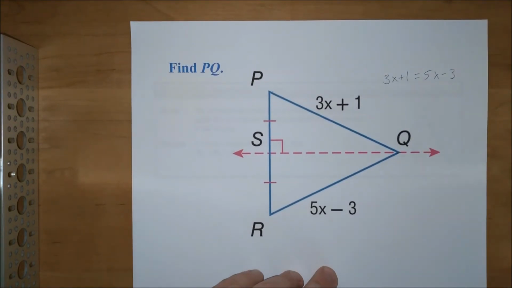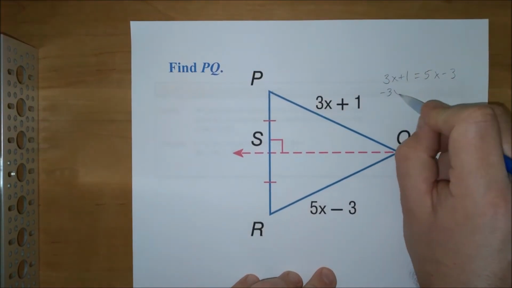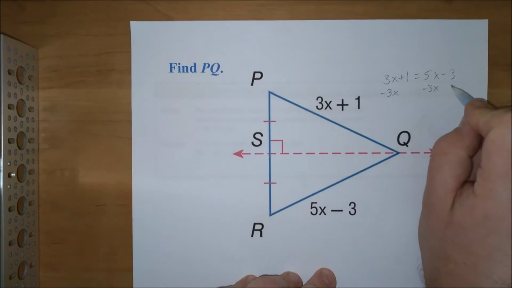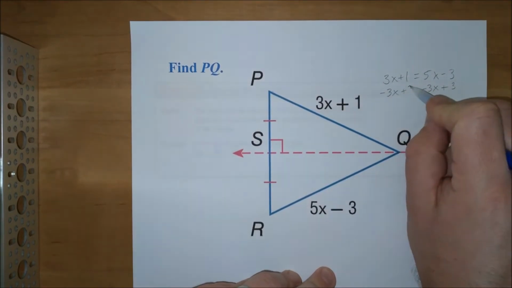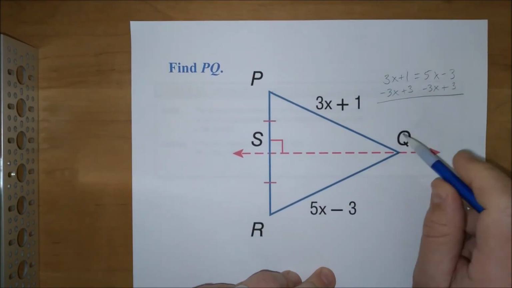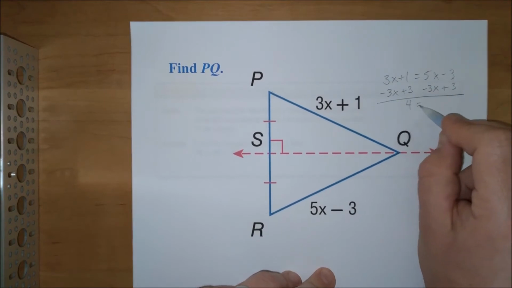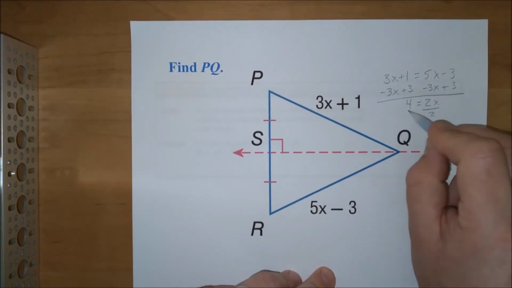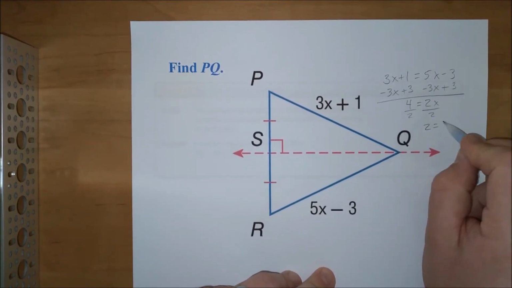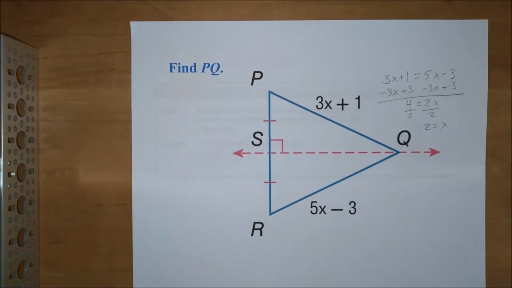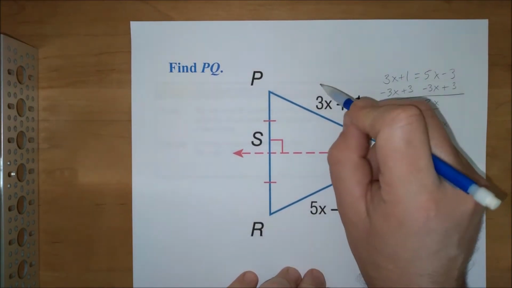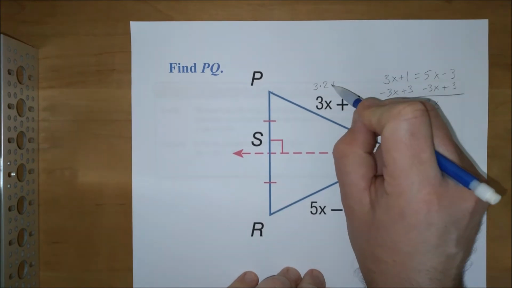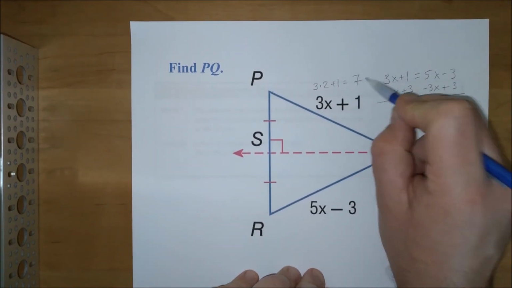Can we go ahead and solve this for x? We'll subtract 3x from both sides. If you want, we can add 3 to both sides at the same time, and this will clean up nicely. We get 4 equals 2x. Divided by 2, we get 2 equals x. Okay, but they want to know PQ, so I have to remember to plug it back in. 3 times 2 plus 1 gives me 7.